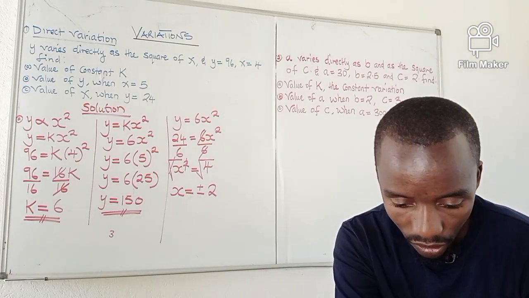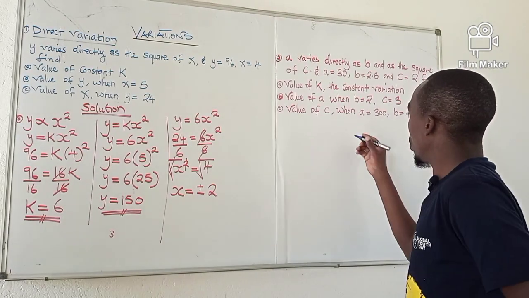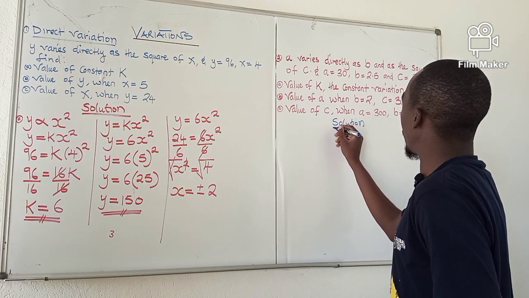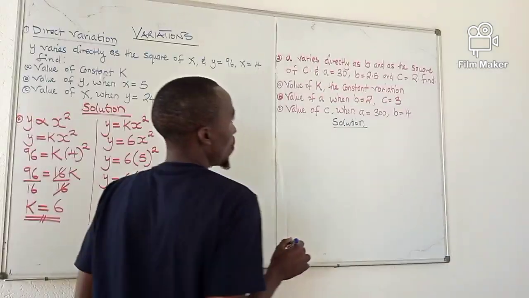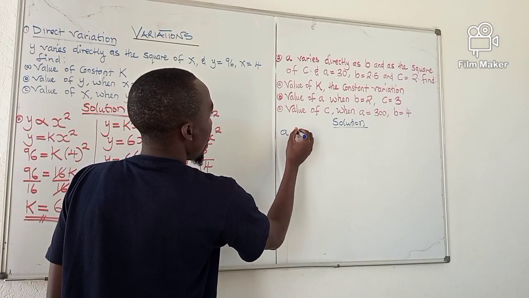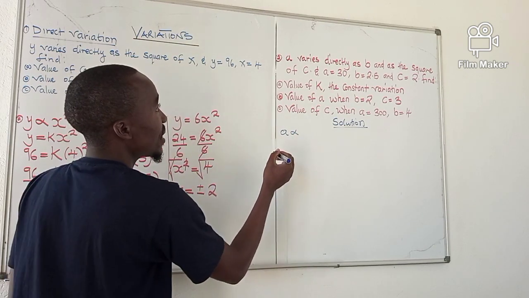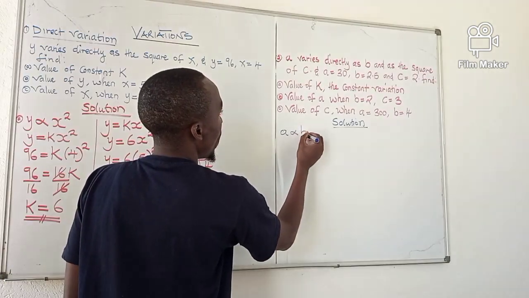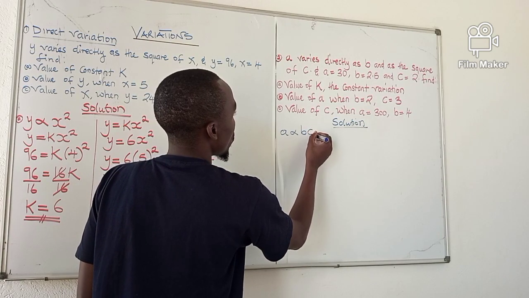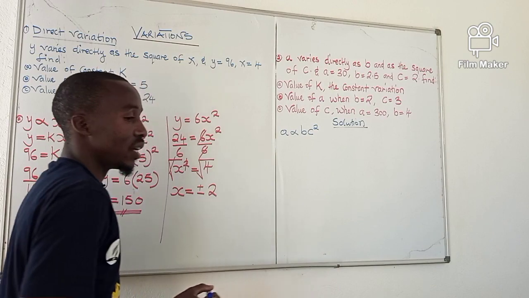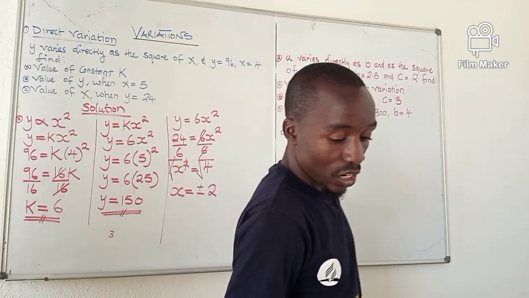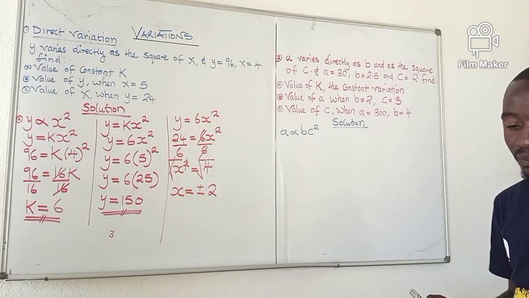Okay. Now, let's go to the solution. Let's see our solution here. How do we work out this one? Simple, very easy. So now we're saying A varies directly as B and the square of what? And the square of C. So, and the C squared. That is how our formula will be.